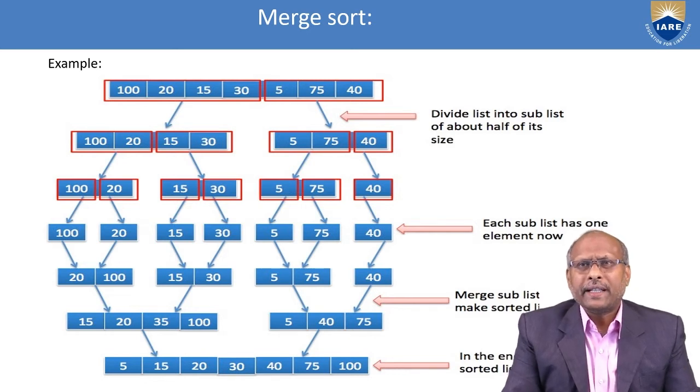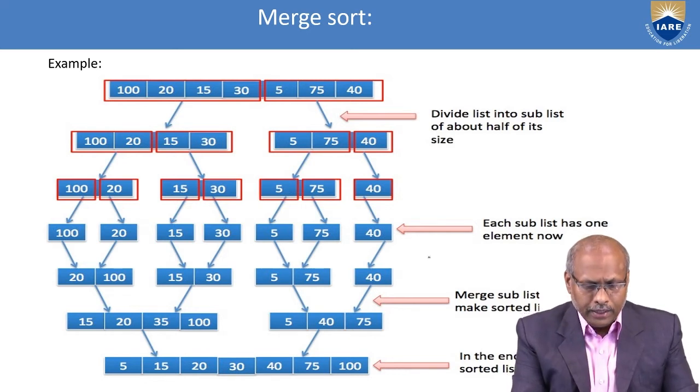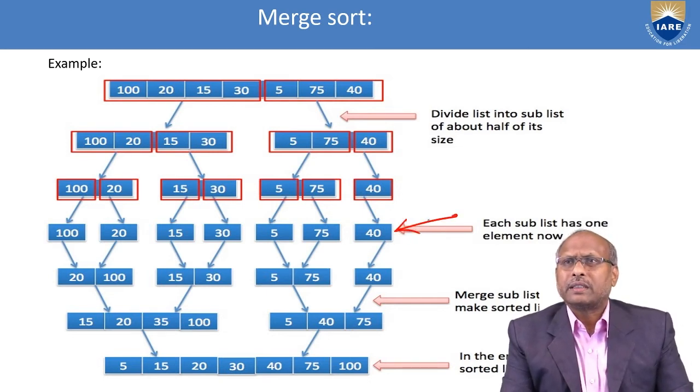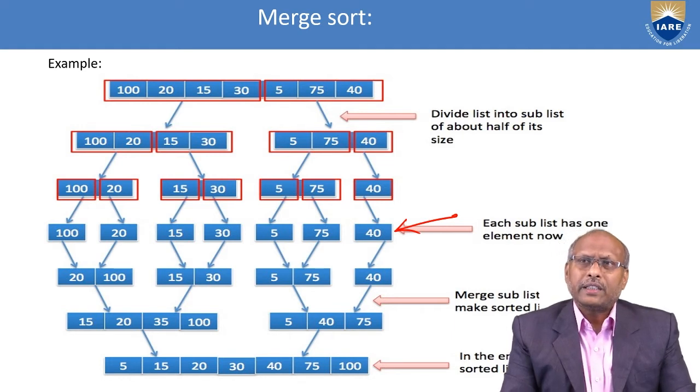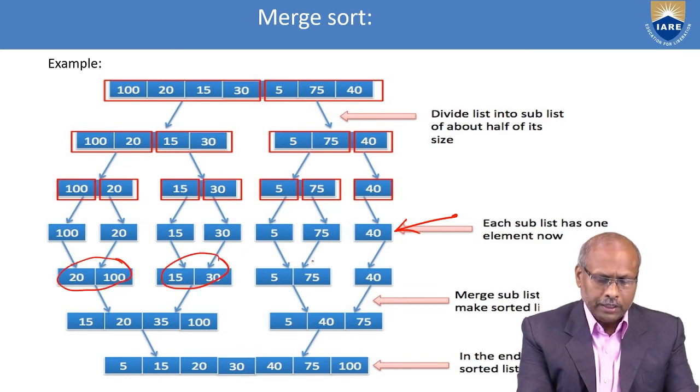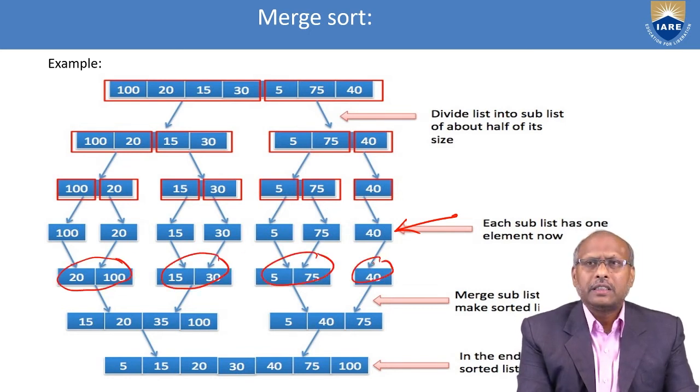It keeps on dividing. How long will it divide? Until you reach the single value. Once you reach the single value, then it will stop the process. After stopping this division process, then it will try to merge. Now this is merge, this is merge, this is merge, and this is merge.